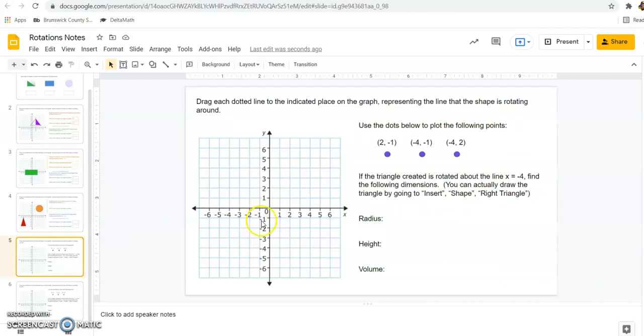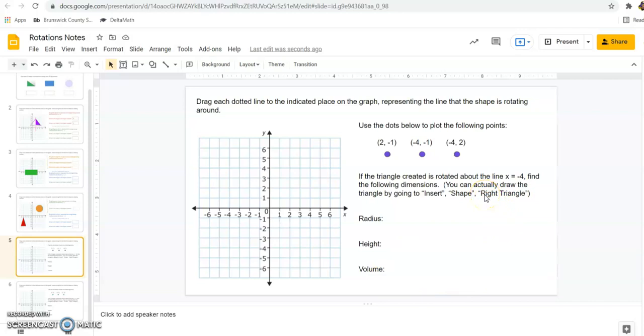So if you go down to slide 5, this one does a little bit different. Notice the picture's not here. Instead, I gave you coordinates. So you have to put the coordinates in their correct spot. It tells me if the triangle created, there's 3 dots, so it's got to make a triangle, is rotated about the line x equals -4, find the following dimensions. So you're going to find the radius, the height, and you're actually going to plug those in to get the volume.